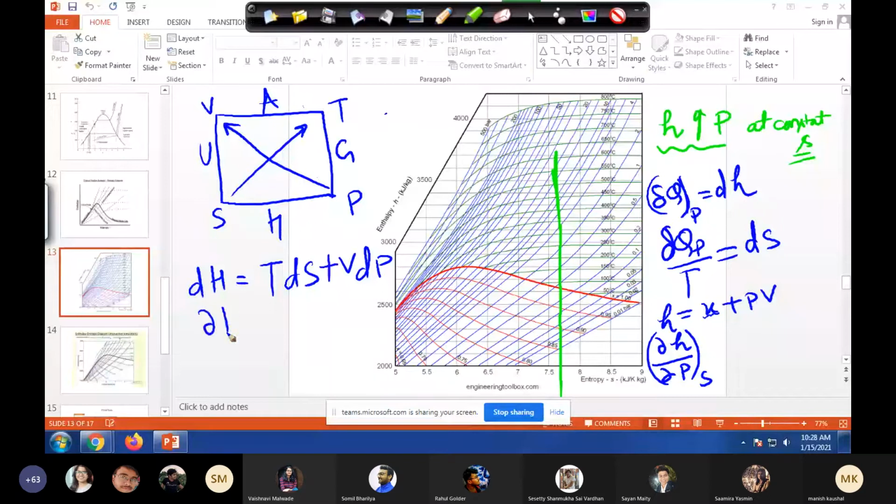∂H by ∂P at constant S is coming out to be volume. So if we keep the entropy constant, it gives us volume. Okay, I have the answer for this. This will come when we read thermodynamic potentials, and this is called a Maxwell relation.